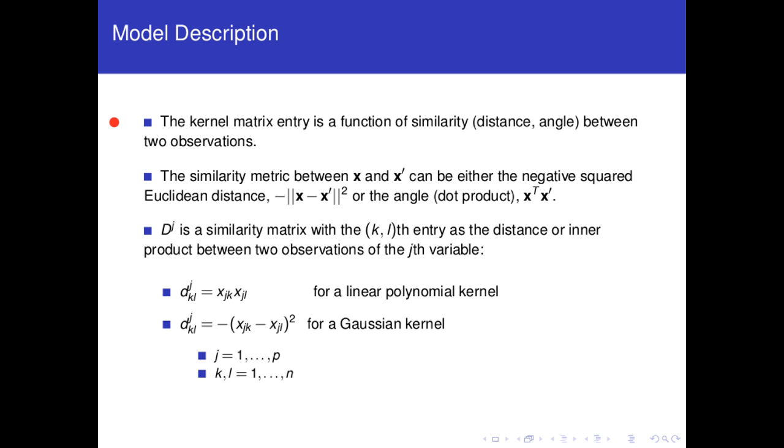So the kernel matrix is a function of the similarity between two observations. This similarity can be created using distance or angle. The similarity between x and x prime can be either negative squared Euclidean distance or angle. So this capital D sub j is a similarity matrix with the kl-th entry as the distance or inner product between two observations of the j-th variable. So the entry of this D sub j matrix is d_klj. This entry can be created using a linear polynomial kernel, or using the Euclidean distance for a Gaussian kernel.